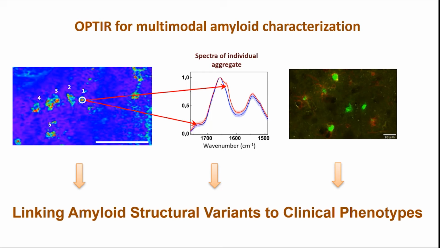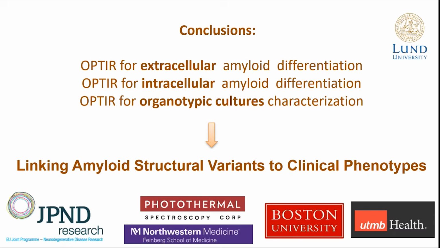So this is the project, and with that we are planning to link amyloid structural variants to clinical phenotypes. I hope that I showed you that OPTR is an excellent tool to look at amyloid differentiation in cells and in extracellular tissue, and it is also useful for organotypic culture differentiation. Taken together with other techniques, we can really link amyloid structures to Alzheimer's disease clinical phenotypes. With that, I really thank you all for your attention, and if you have questions, I'm happy to take them.